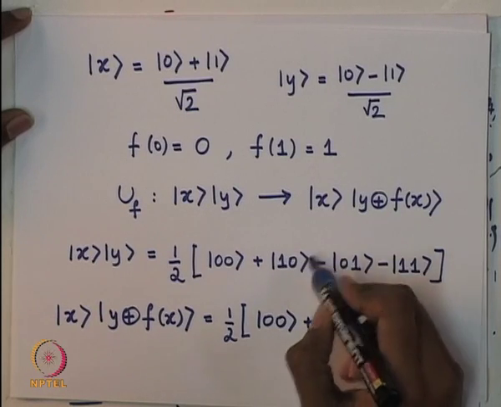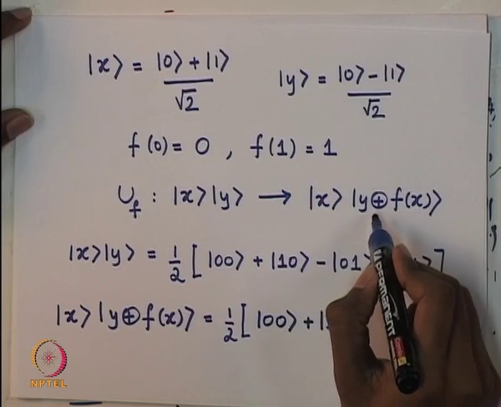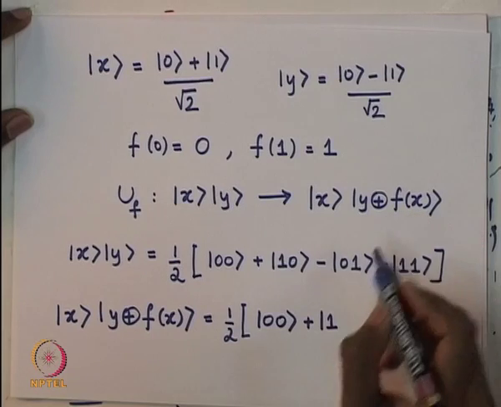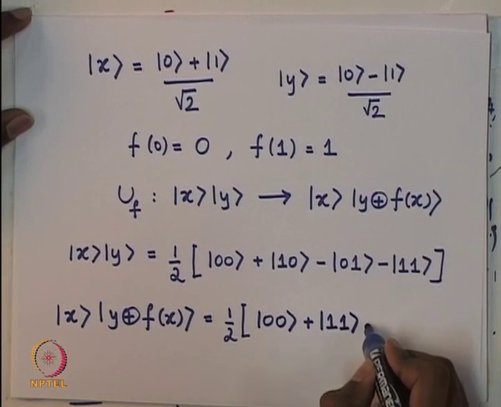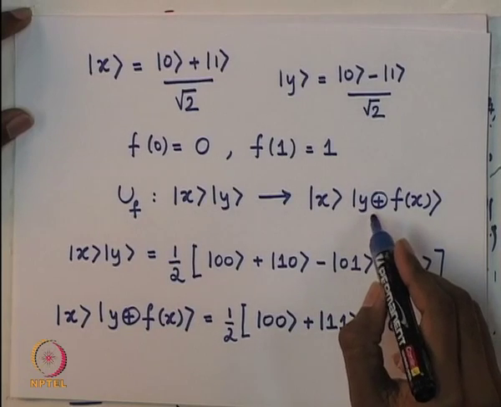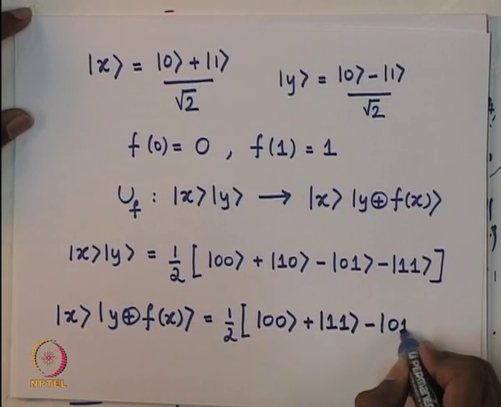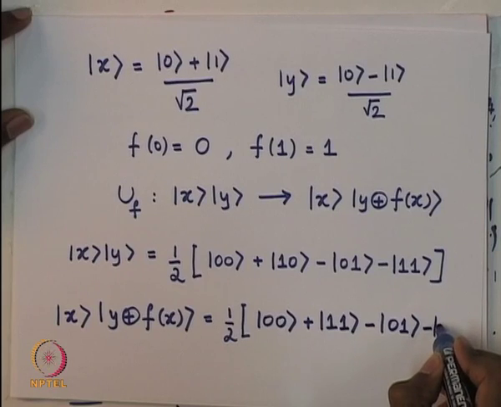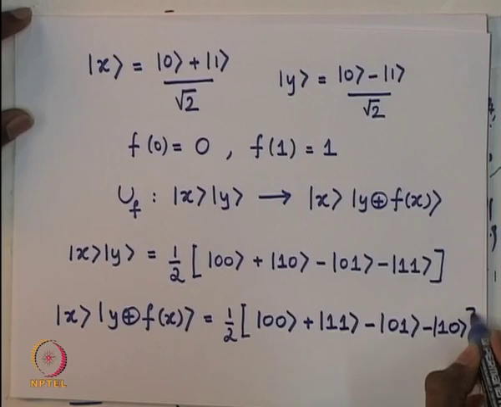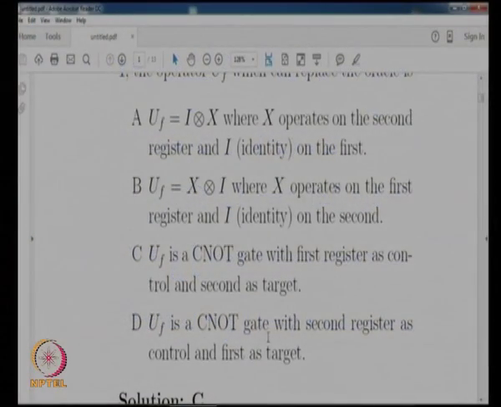Similarly, here y is 0 but x is 1. So 0 XOR f of 1. As f of 1 is 1, the output would be 1. Similarly, for the others, y is 1, 1 XOR f of 0, and 1 XOR f of 1. Now let us look at the options.